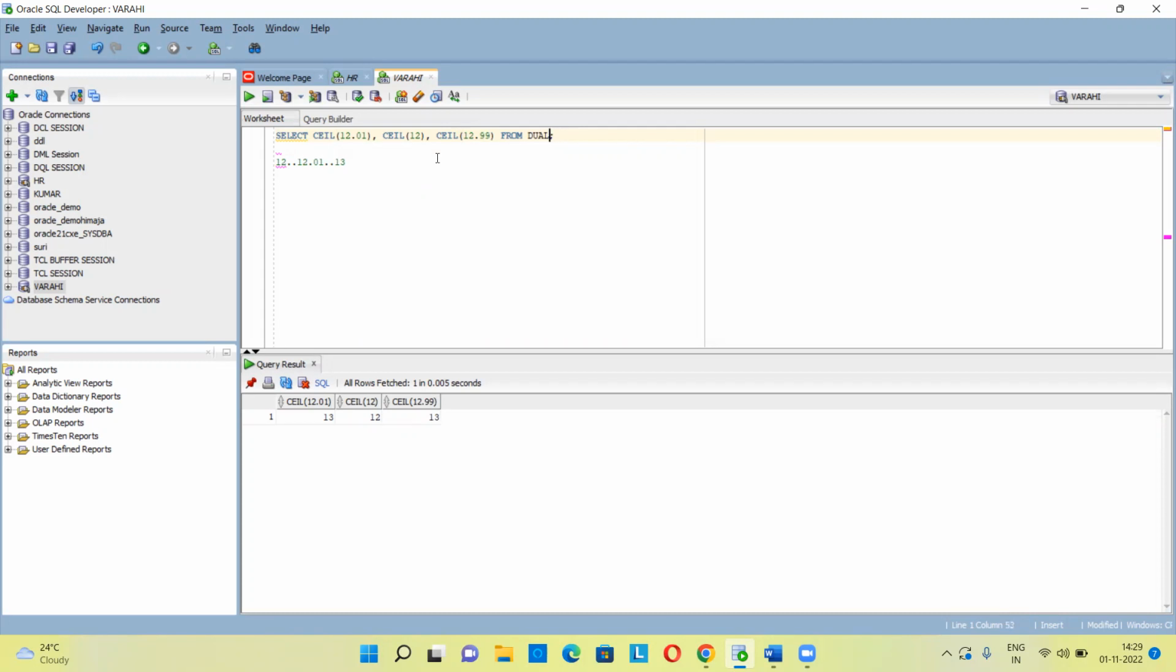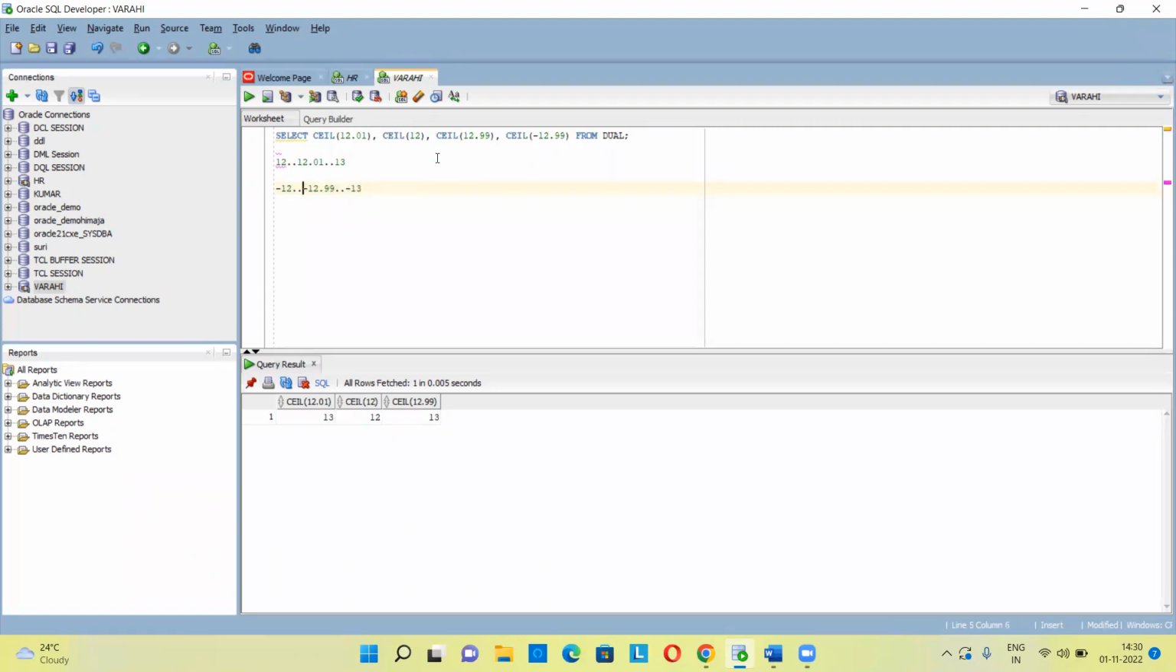If you want, you can also try with minus value. Same thing it will do. It will try to round to the nearest highest value. For example, let me take minus 12.99 only. So now minus 12.99 is the input I'm passing. Of course, this will come in between of minus 13 and minus 12.